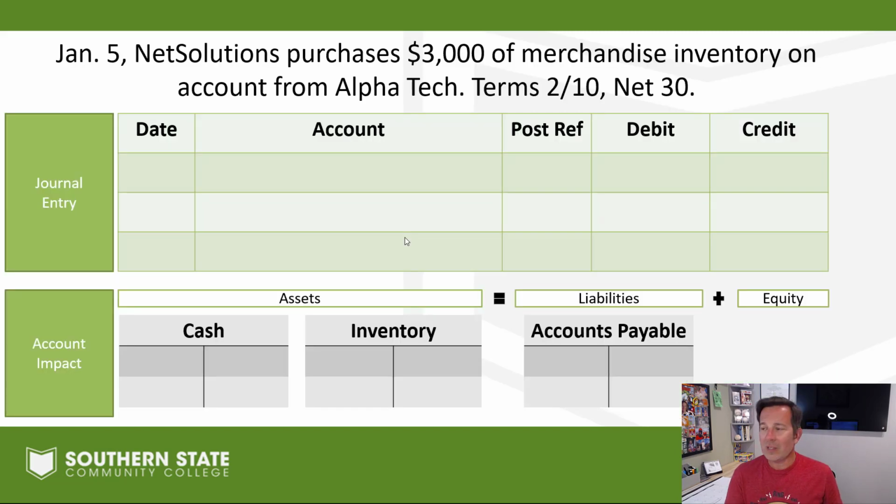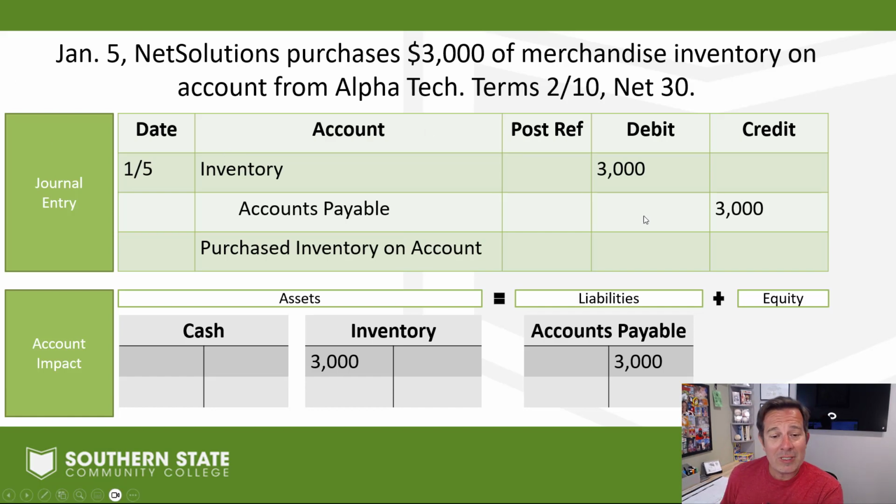So let's look at an example here. Net Solutions buys $3,000 of merchandise inventory from Alphatech, terms 2/10 net 30. If you see terms, the transaction is on account, on accounts payable here. We don't need credit terms if they paid in cash. We only need credit terms if it's sold on account or bought on account. If it's in cash, we ain't got to worry about credit terms. So when you see credit terms, you're thinking if we're buying, accounts payable. You're thinking if we're selling, accounts receivable.